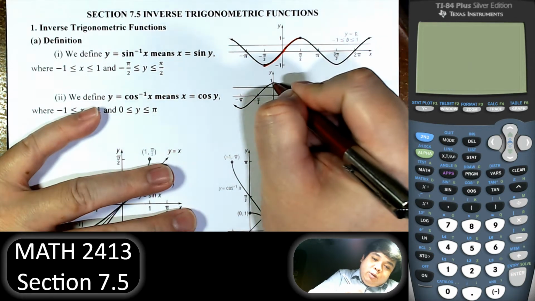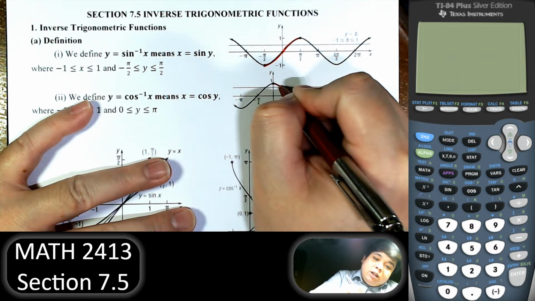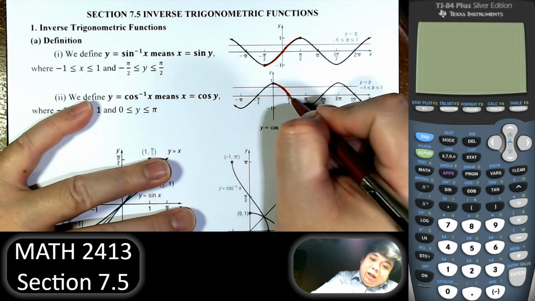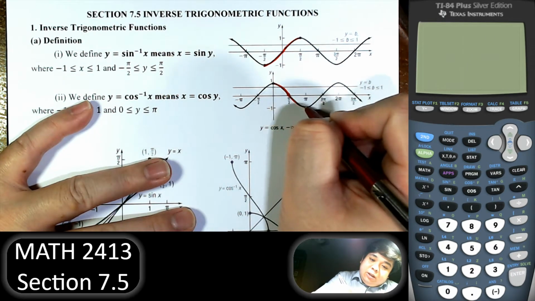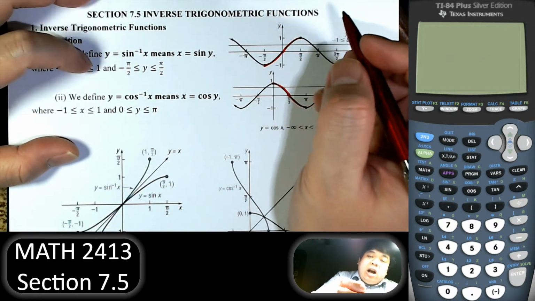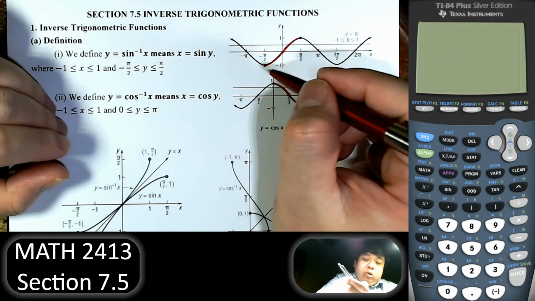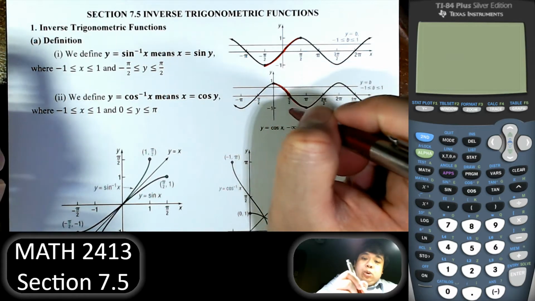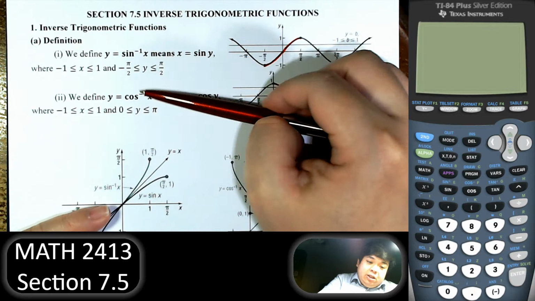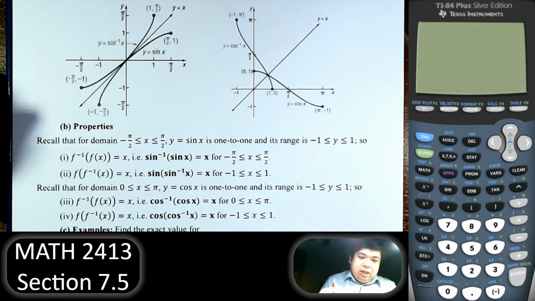Likewise, for cosine, we need to restrict to the first quadrant, and then we need some negative values for y. So we're going to pick these values. So for sine inverse, we have quadrant 4 and quadrant 1. For cosine inverse, we restrict to quadrant 1 and quadrant 2. And with that, we can define the inverse. Of course, I'm going to put a summary of this later.